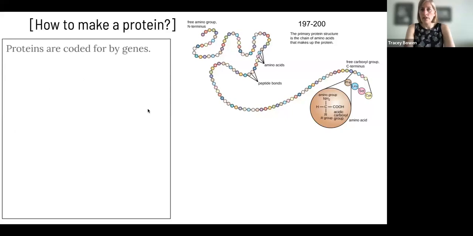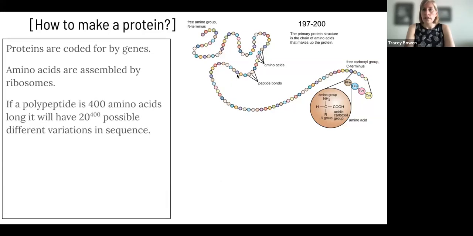So how do our ribosomes make a protein? Proteins are coded for by genes, which are segments of our DNA, and amino acids are assembled together by ribosomes. In the cytoplasm of the cell, firstly, a strand of DNA is copied into messenger RNA. We'll look at that more when we look at DNA and RNA. The RNA then exits the nucleus and connects onto a ribosome, and the ribosome reads that messenger RNA as a code to bring the correct amino acids, and then links those amino acids together.